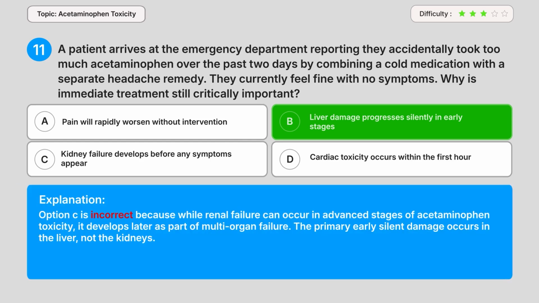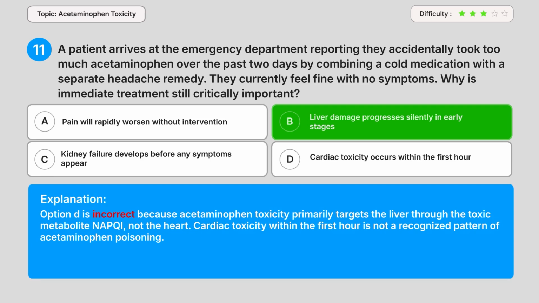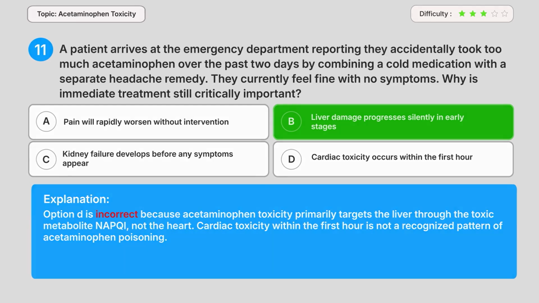Option C is incorrect because while renal failure can occur in advanced stages of acetaminophen toxicity, it develops later as part of multi-organ failure. The primary early silent damage occurs in the liver, not the kidneys. Option D is incorrect because acetaminophen toxicity primarily targets the liver through the toxic metabolite NAPQI, not the heart. Cardiac toxicity within the first hour is not a recognized pattern of acetaminophen poisoning.